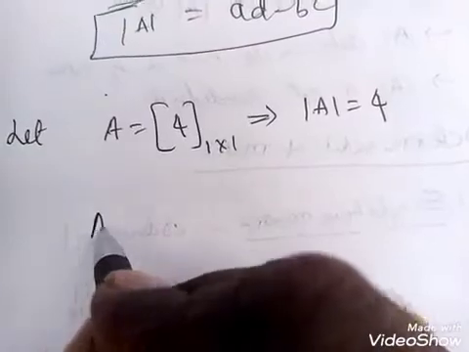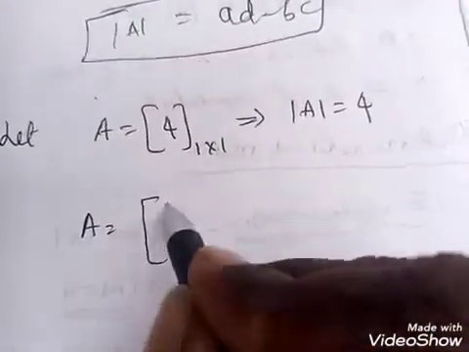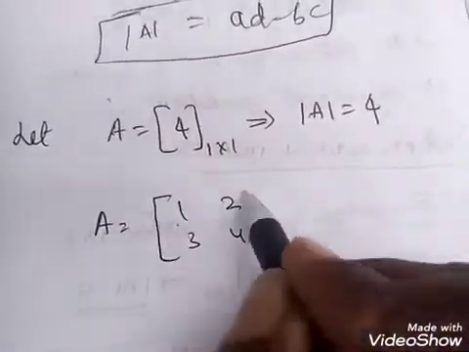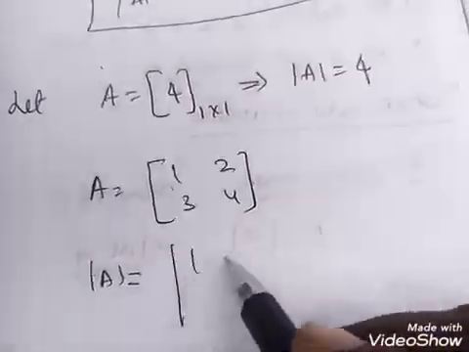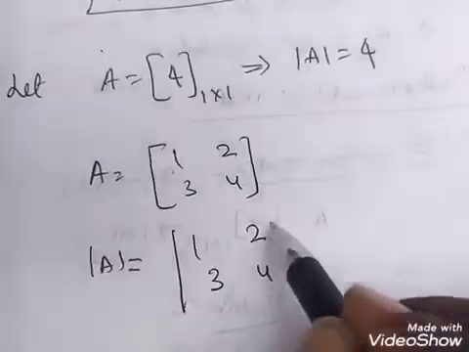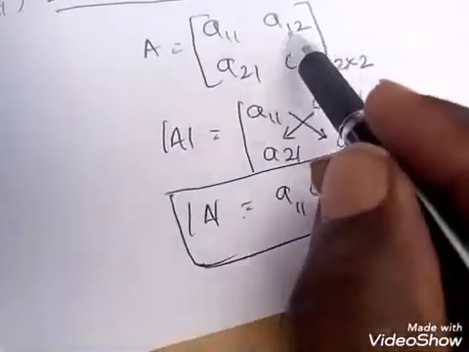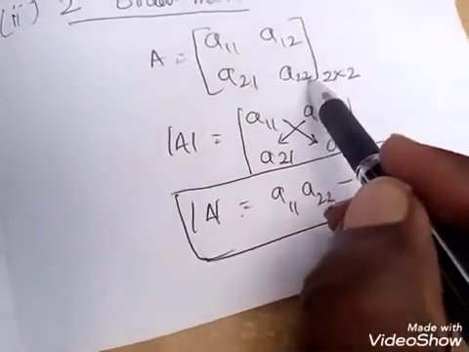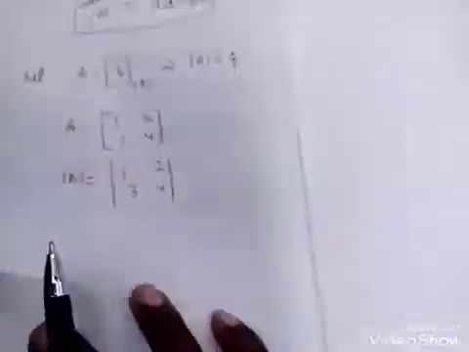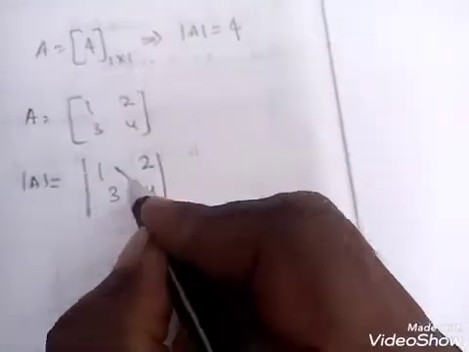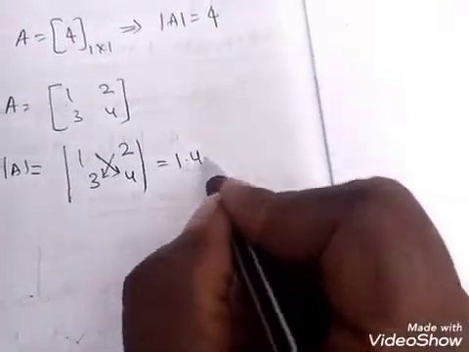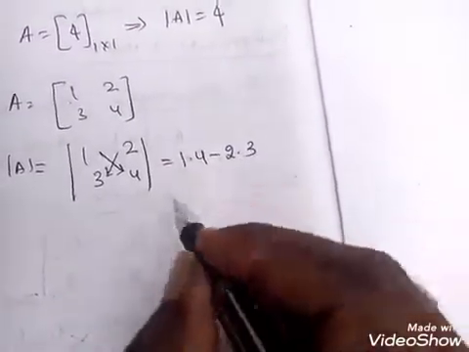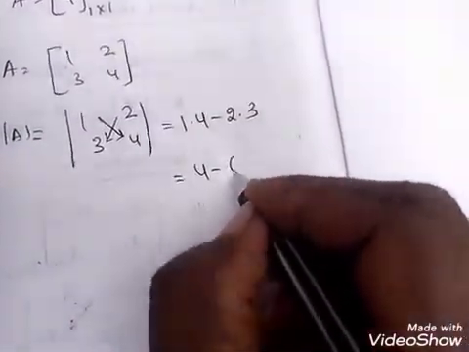For example, if A is equal to 1, 2, 3, 4, then here you have to take the product of this diagonal and the product of the other diagonal. That is nothing but 1 into 4 minus 2 into 3, that is 4 minus 6, which is equal to minus 2.